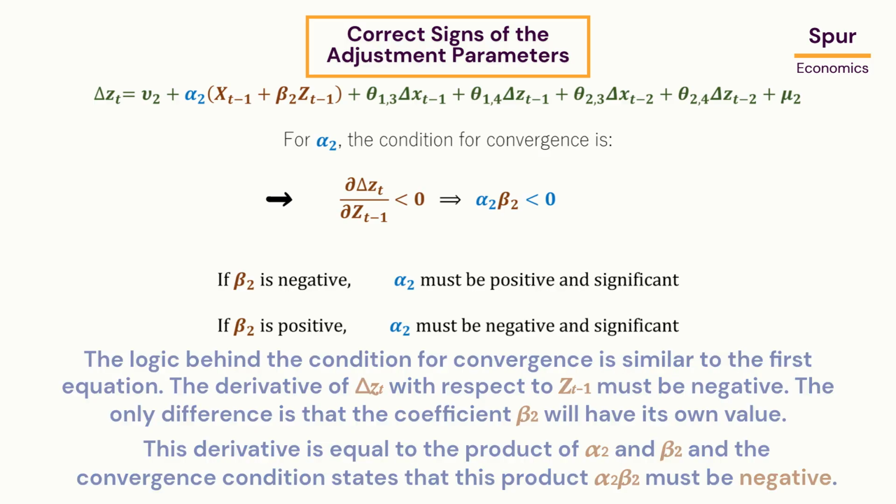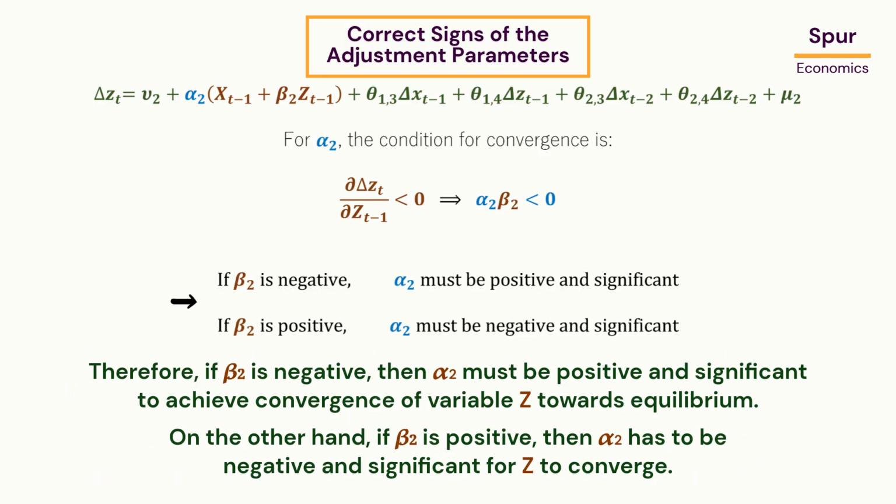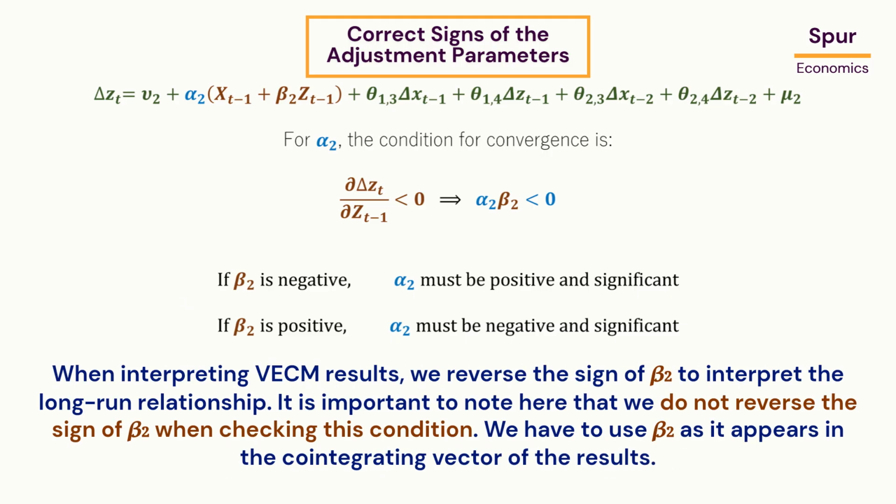be negative. Therefore, if beta-2 is negative, then alpha-2 must be positive and significant to achieve convergence of variable z towards equilibrium. On the other hand, if beta-2 is positive, then alpha-2 has to be negative and significant for z to converge. When interpreting VECM results, we reverse the sign of beta-2 to interpret the long-run relationship. It is important to note here that we do not reverse the sign of beta-2 when checking this condition. We have to use beta-2 as it appears in the cointegrating vector of the results.